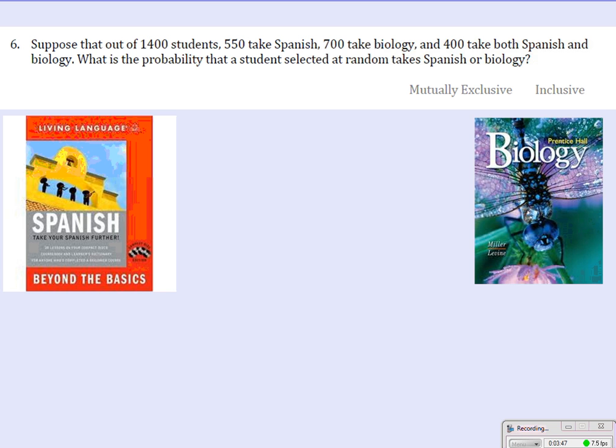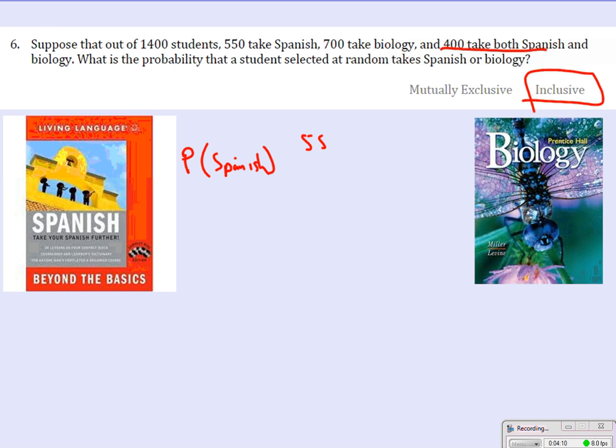So suppose that out of 1,400 students, 550 take Spanish, 700 take biology, and 400 take both. What's the probability that a student selected at random takes Spanish or biology? So this is going to be inclusive. Why? Because you can take both Spanish and biology. Even they tell you 400 kids take both. So you want the probability of finding a Spanish kid.